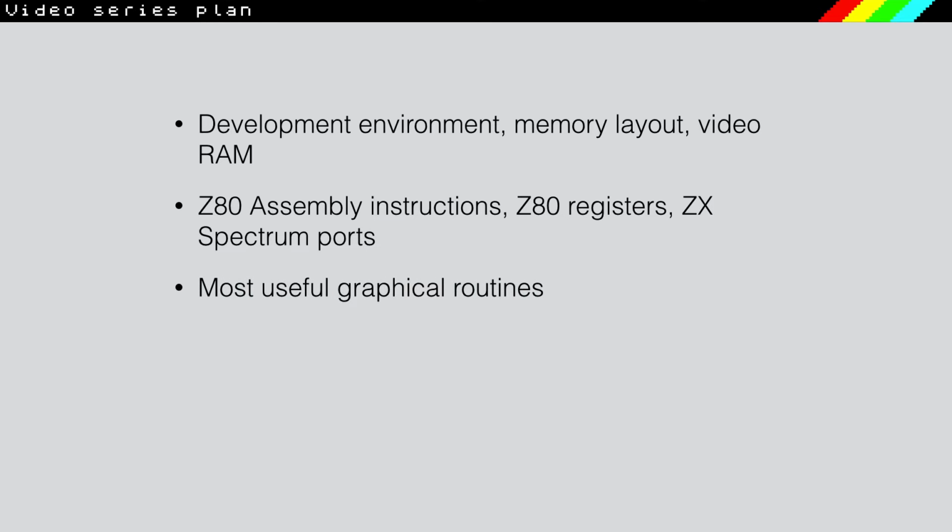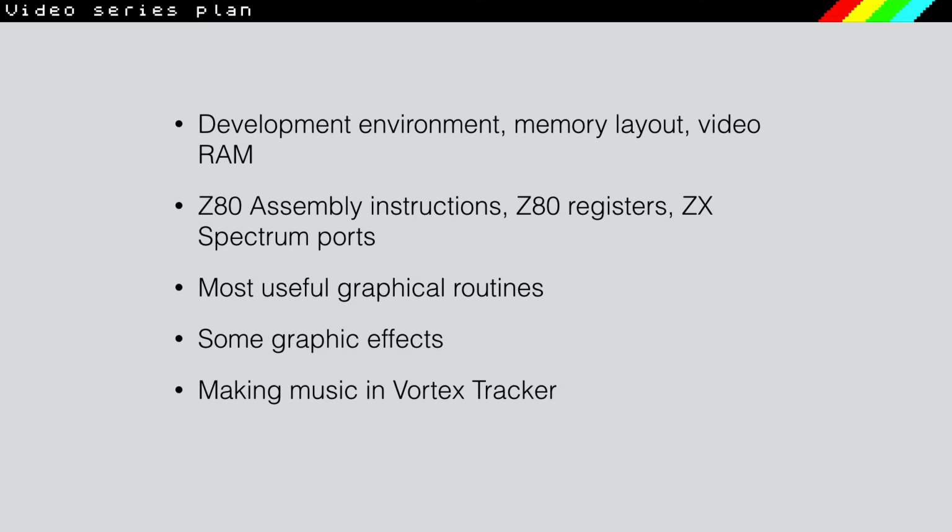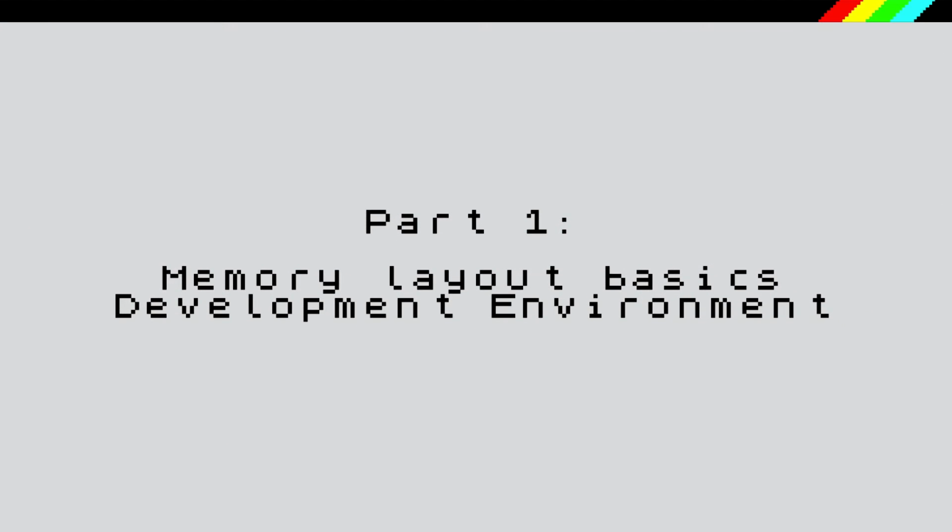Also, some of the most useful graphical routines, like calculating the address of a line below the one you are currently on, and doing it as fast as possible. And also some graphic effects, and making music in Vortex Tracker, because what kind of demo can you make if you don't have any music in it and no graphics in it? And whatever else it might be, let's see how it goes. So let's go. The first part is memory layout basics and the development environment.